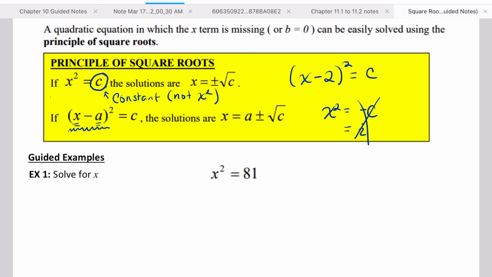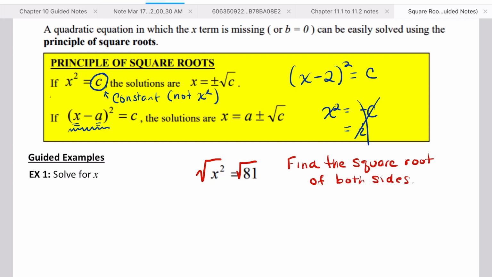So our first one, you'll notice that we have x squared, and if we want to undo that, the first thing we want to do is apply the square root property to both sides. So what you do to one side, you do to the other. So you're going to take the square root of both sides. That in turn will undo the square.